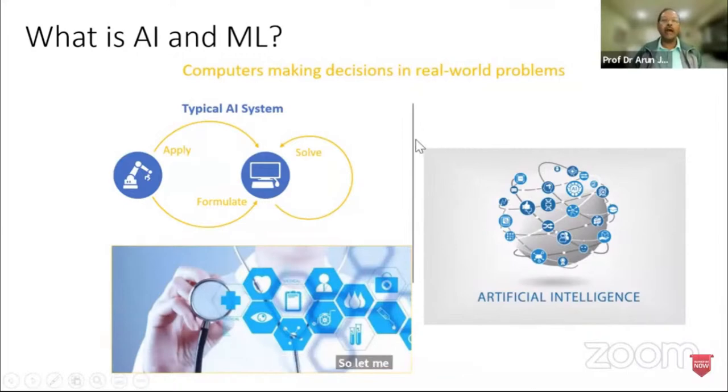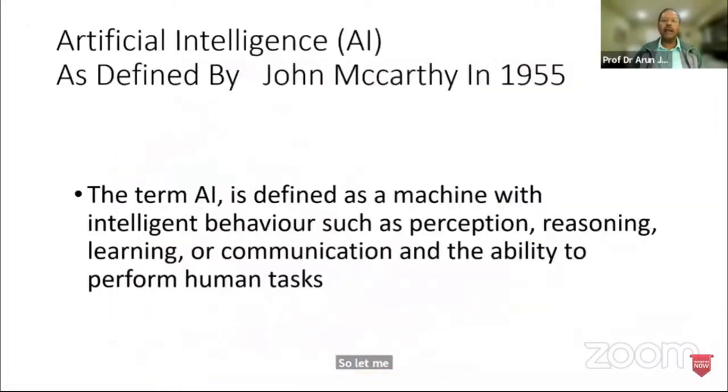It is about what is AI, what is ML. The term AI, which was coined by John McCarthy, is defined as a machine with intelligent behavior, such as perception, reasoning, learning, communication, and ability to perform human tasks. So these are the five things: perception, reasoning, learning, and communication. In fact, now in medical education, we need communication skills, and there are some experiments being done on communication skills.